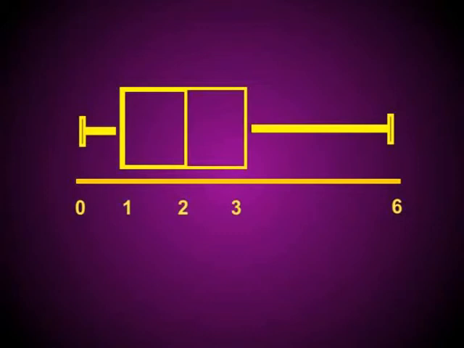But my data set is fairly accurate because you'll notice my box is quite close. It ranges from 1 to 3 with my median being exactly in the middle. If my median were too far to the left or too far to the right, it would mean that my data set is slightly skewed.